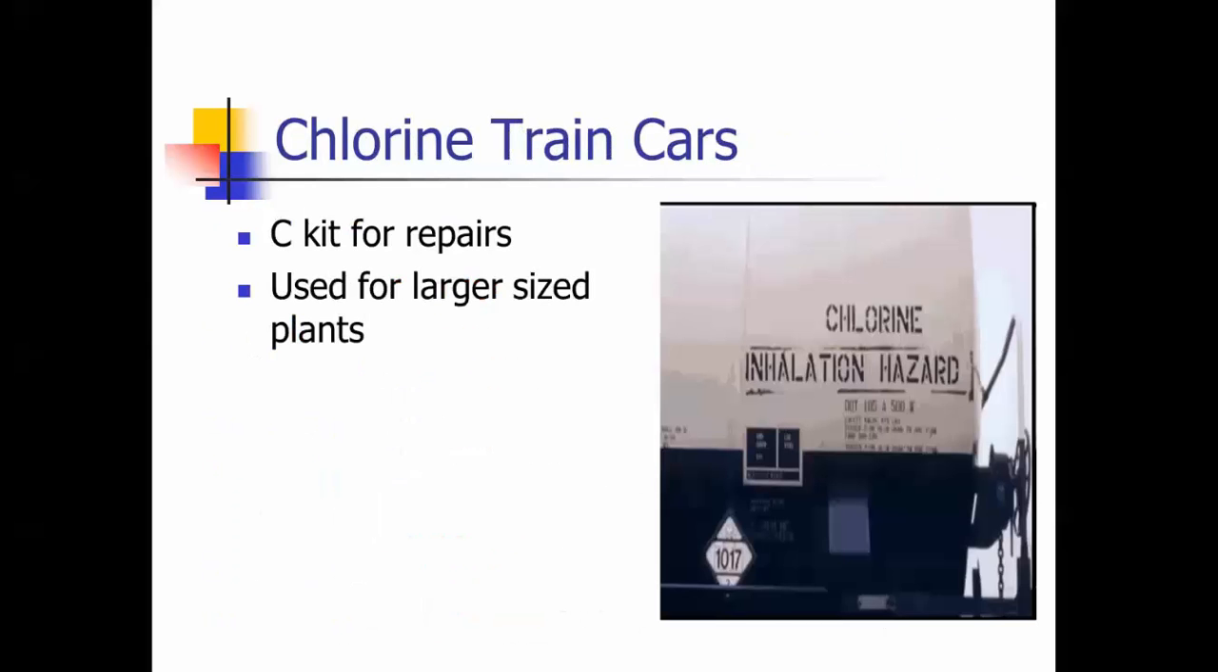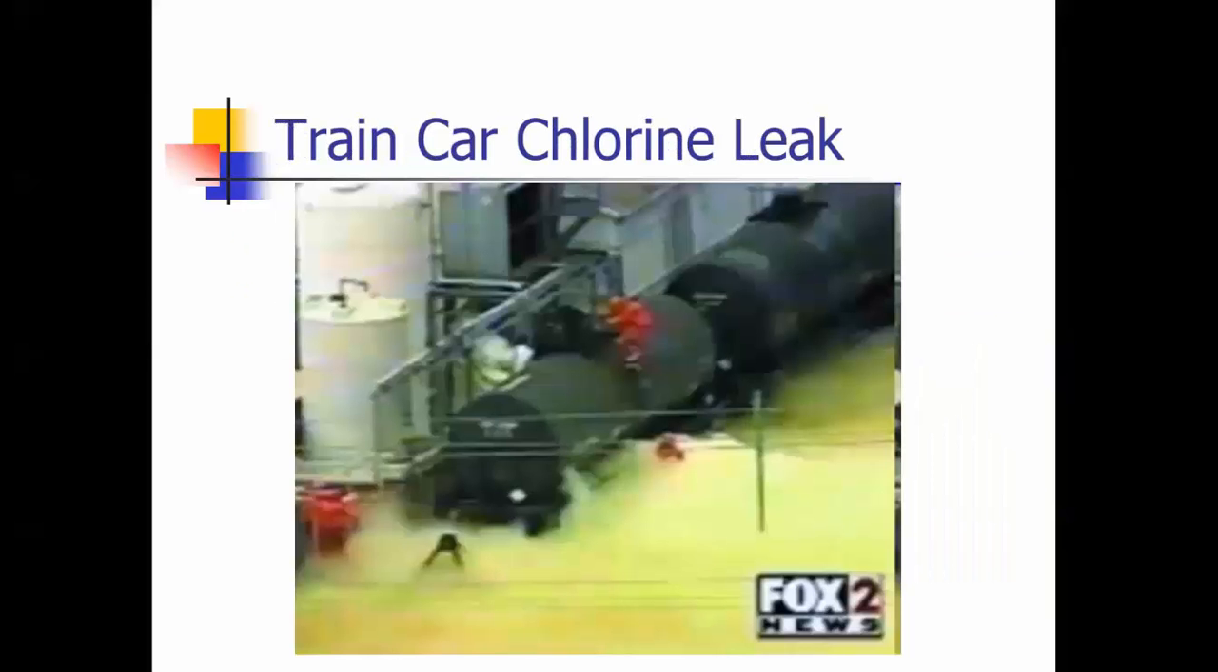Chlorine train cars, they use a C-kit for those. This is a chlorine leak from a train car. You can see how the chlorine gas hangs towards the bottom of that rail yard.